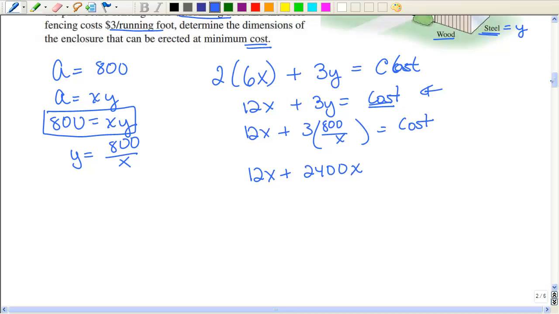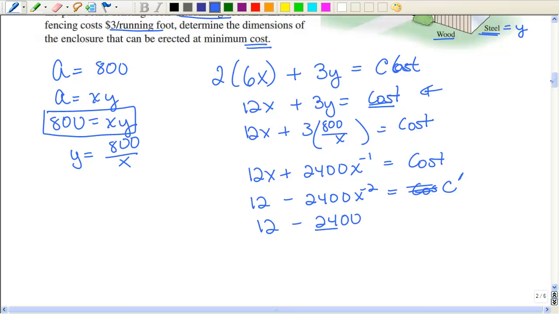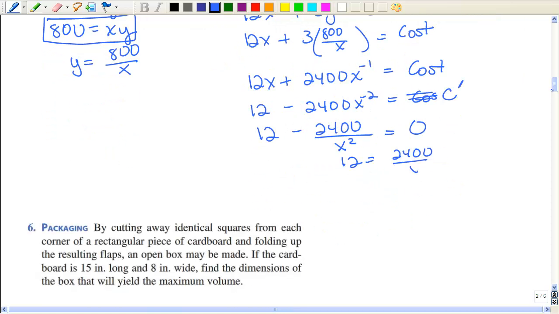And I'm going to take that x up to the numerator and make it a negative exponent, because in order to minimize this cost, I'm going to need to find the derivative. So let's see, that's going to be 12 equals the derivative. I need to set that derivative equal to 0. So I'm going to put this back into the denominator and solve for x.